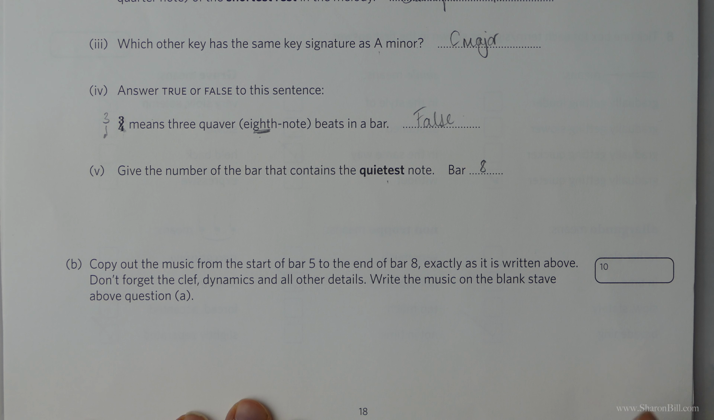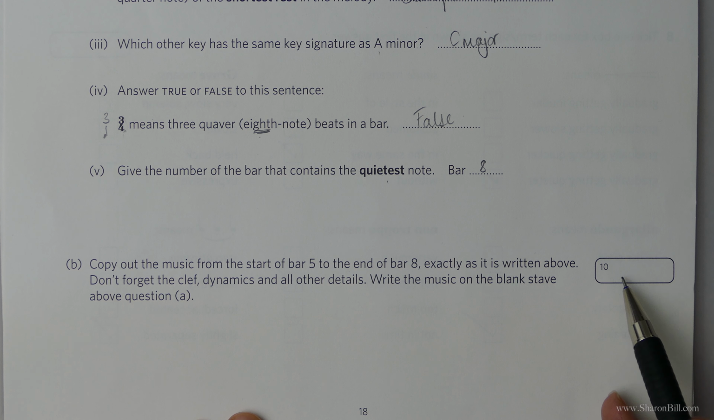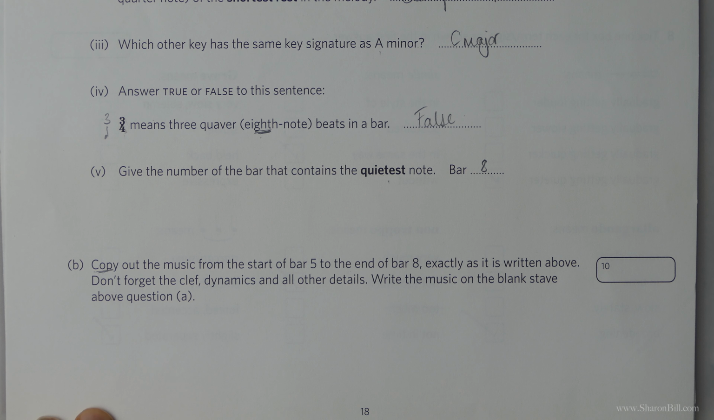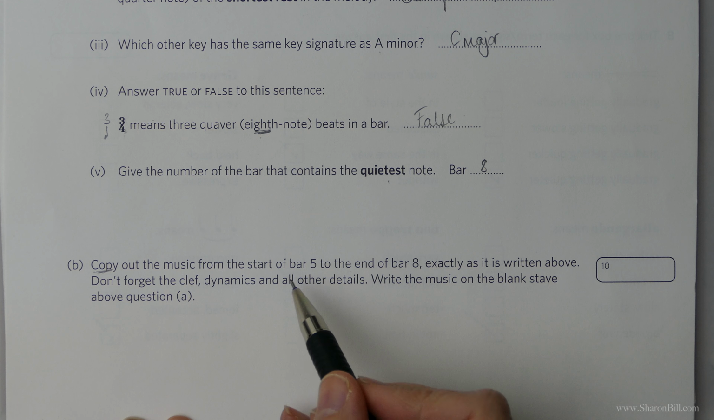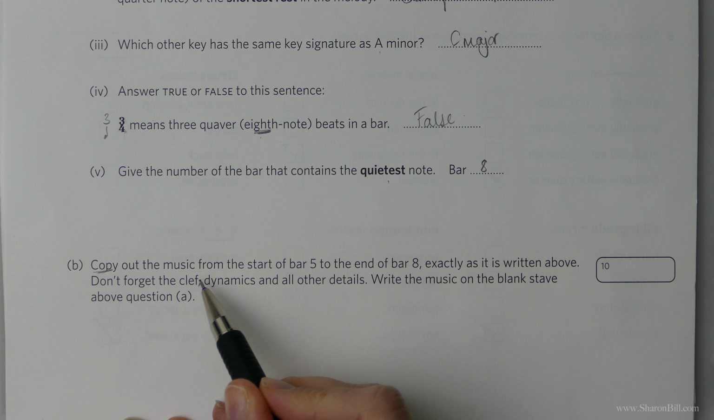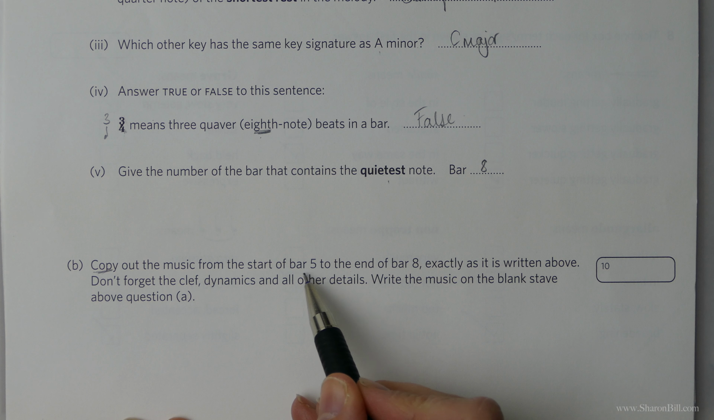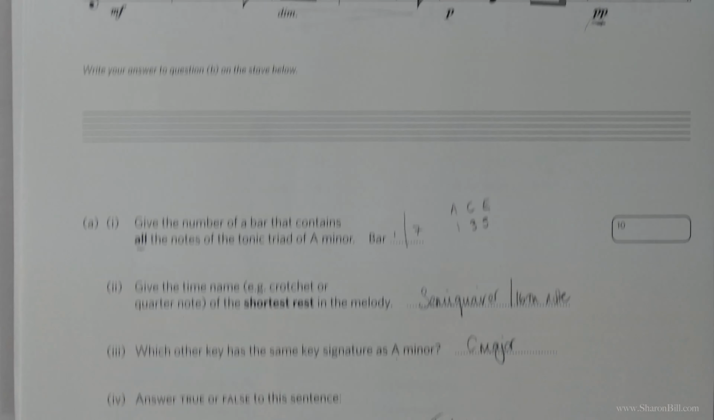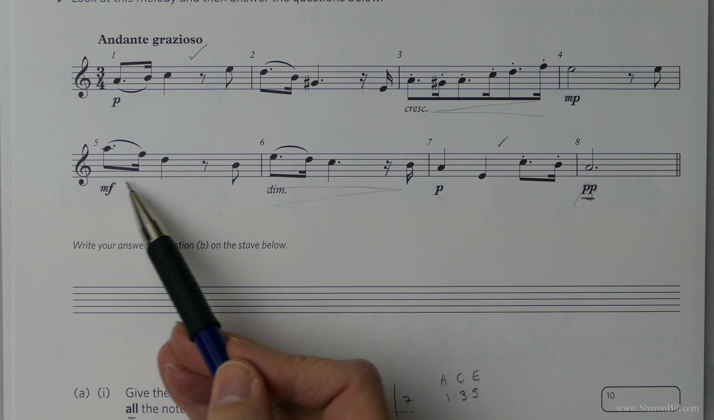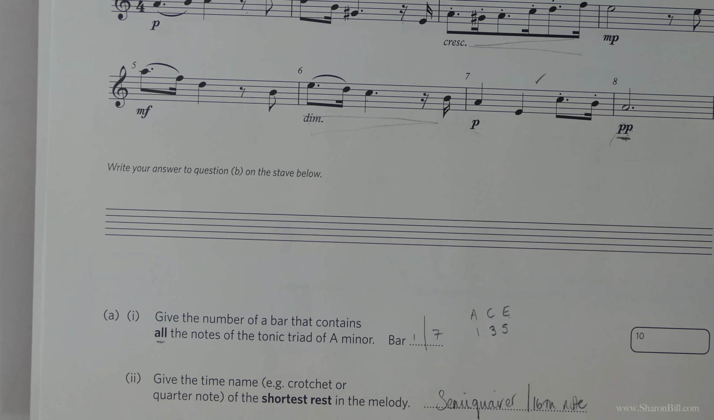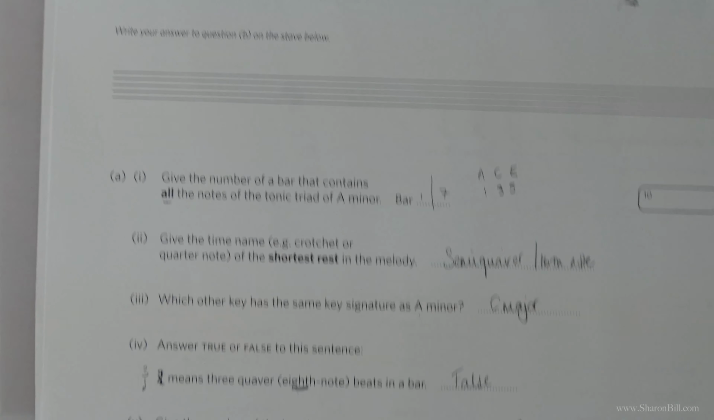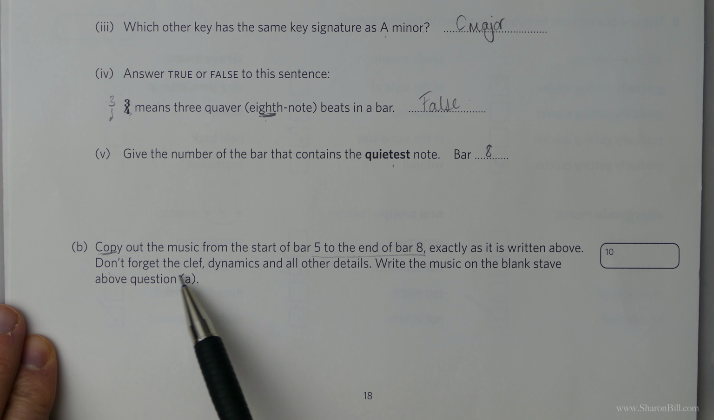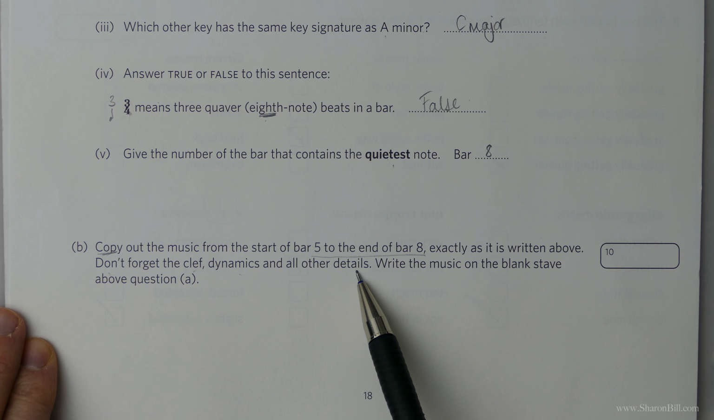Now then, this last question, we get 10 marks literally for copying. So it's really important to make sure we copy the correct bit. We're not copying from the start of the music, we're starting at bar 5 all the way to the end of bar 8. So if we just shuffle up the page again, we're actually doing this second line of music, and they even give us a little checklist of things to make sure we remember to include. Don't forget to include the clef, the dynamics and all other details.